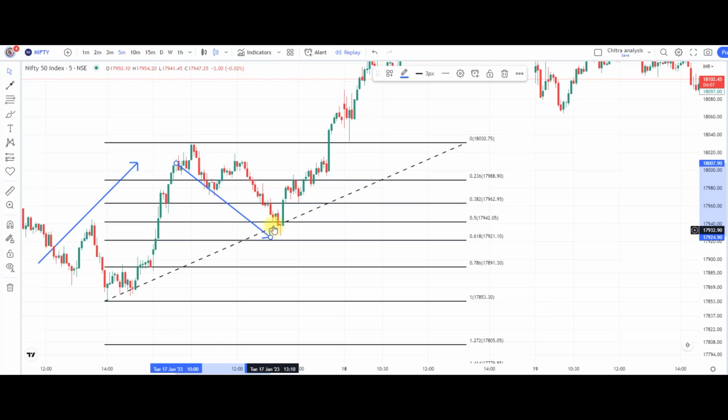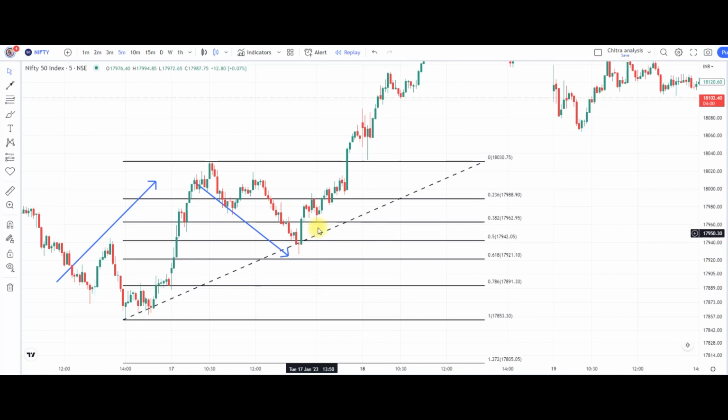And also we can see here we got a doji, that is dragonfly doji. After that price started moving up, so one can enter into the long trade above this.